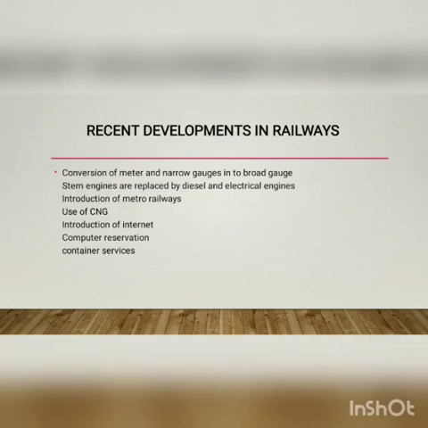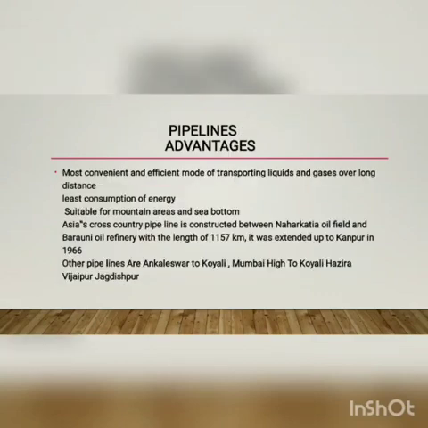Next, there are different kinds of developments we have to see in railways. First is conversion of meter and narrow gauge into broad gauge. Steam engines are replaced by diesel and electric engines. Introduction of metro railways, use of CNG, introduction of the internet, computer reservation, and container services.